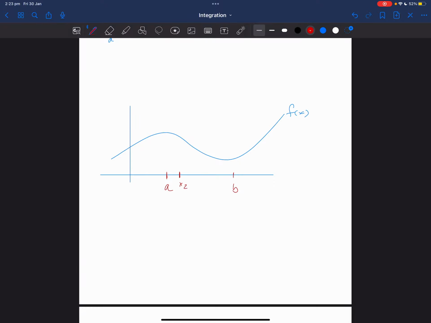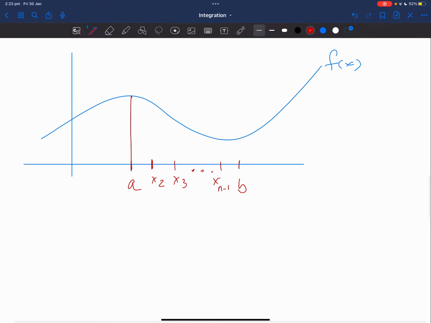So maybe we'll call this x2, x3, we'll leave some gap, and this one is xn minus 1. And then we go to b. And what I can do is basically convert this all into different rectangles. Now it doesn't look like it, but imagine all of these have the same distance or the same length, and let's call this distance d.